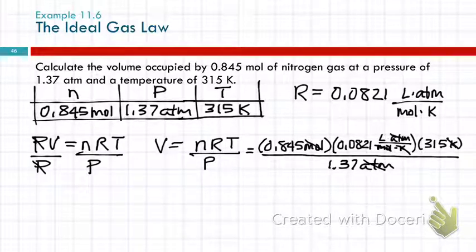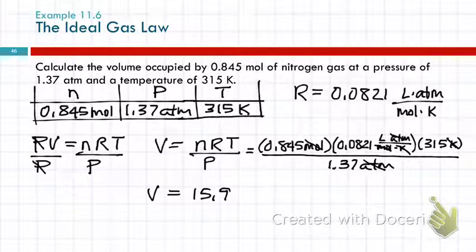0.845 times 0.0821 times 315 divided by 1.37. Looking at all of those numbers, they all have three significant figures, right? The ideal gas constant is not an exact number. So we end up here with volume equals, my calculator's giving me a big mess.